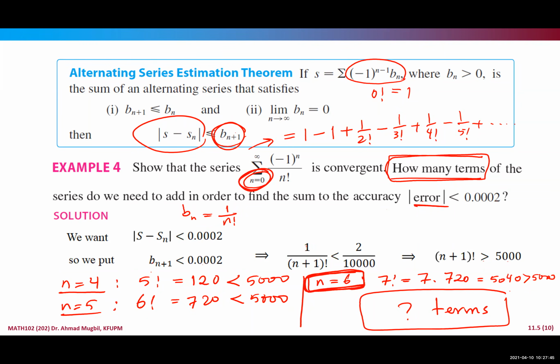Don't be sorry at all, ya Shabab. If you made a mistake, it is not a big problem. Now, ya Shabab, n equals 6. In fact, the answer is 7 terms. Why? Because look, where is the series starting from? From 0. So we have 0, 1, 2, 3, 4, 5, 6. How many terms? 1, 2, 3, 4, 5, 6, 7. We need 7 terms.